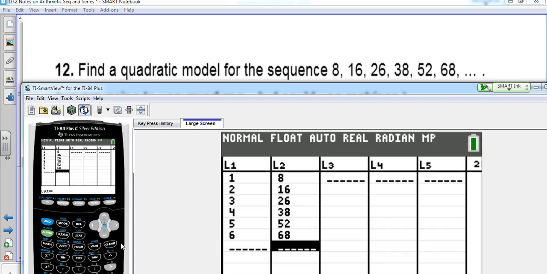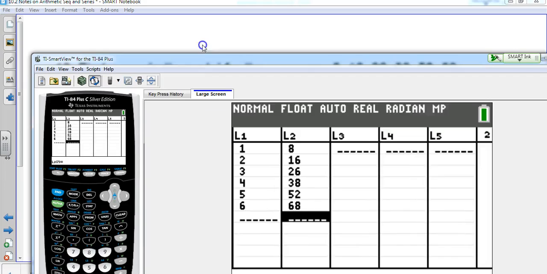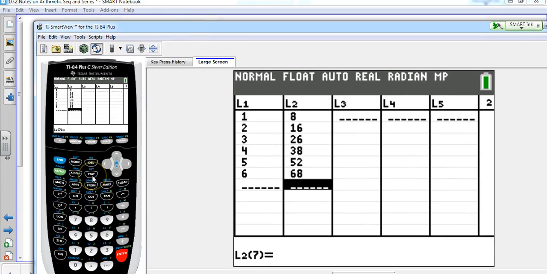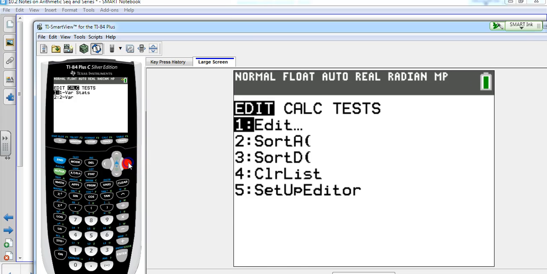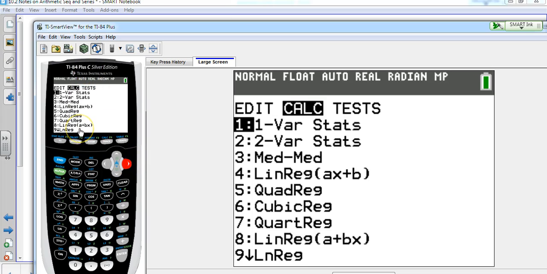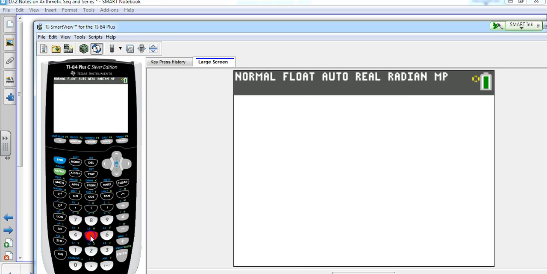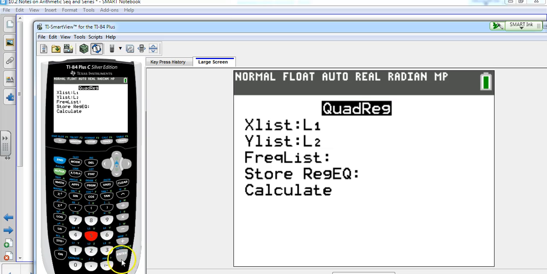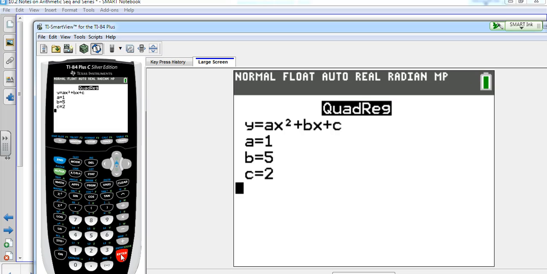Okay, and because we know it's quadratic, I should have shown you this before we started, we're just going to go Stat, right arrow. Do you remember this list of all the regressions? We're going to pick the quadratic one, which is choice 5. We don't care to store it, we just want to see the equation, so just hit enter till it shows up on your screen. And we got, if I write it down, y equals 1x squared plus 5x plus 2.